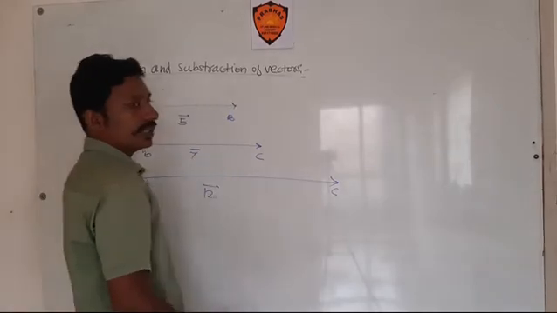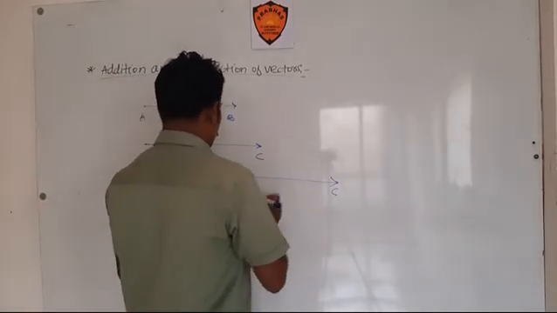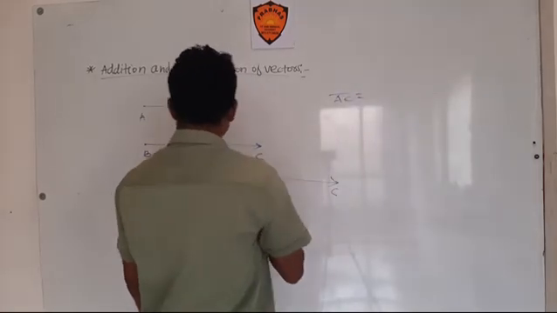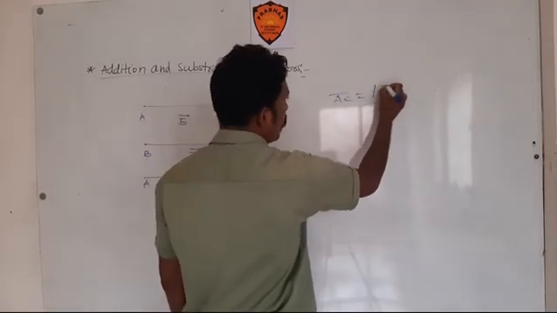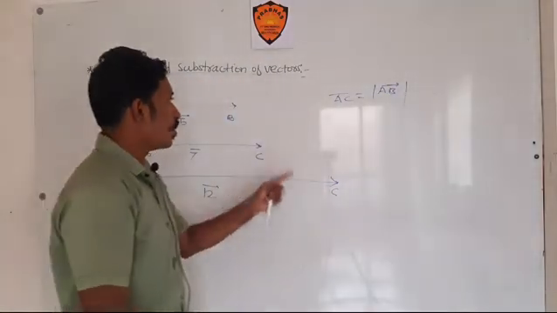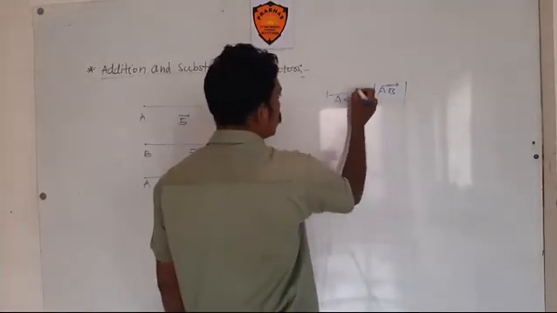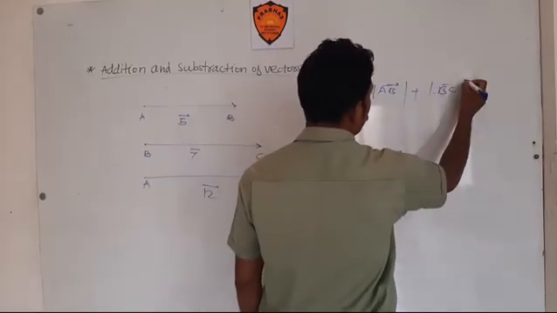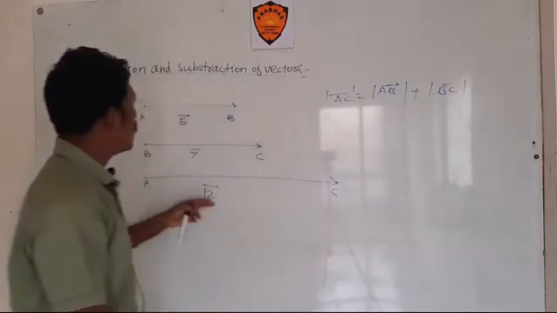Then how to represent AC bar? AC bar is represented as mod of AB bar plus mod of BC bar. Why do we use mod? Because the magnitude of a vector is always positive. The two vectors may be additive.